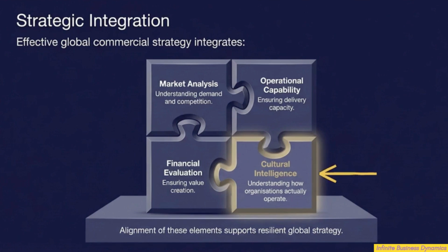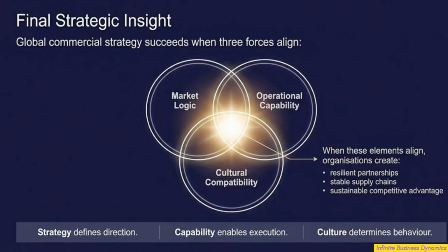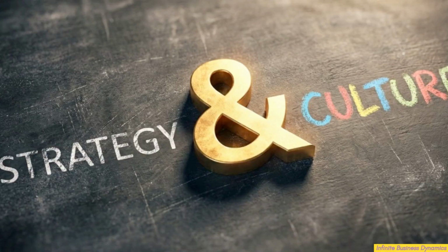This final diagram shows the three macro forces that must align for global commercial success: market logic, operational capability, and cultural compatibility. Strategy sets the direction, and capability enables the execution. But culture ultimately determines the behavior at that glowing intersection. Sustainable competitive advantage in a globalized market requires analytical logic to be perfectly married to cultural compatibility.